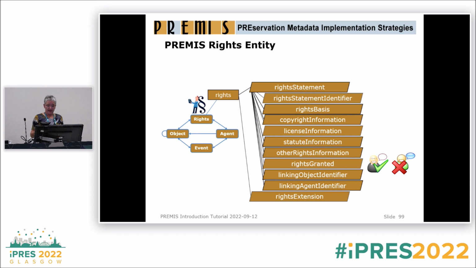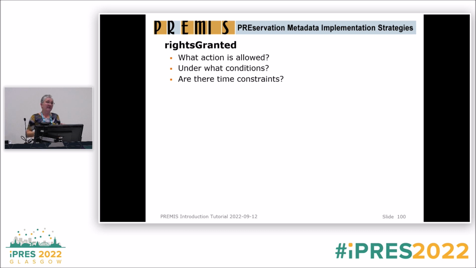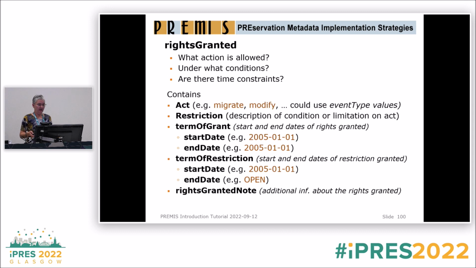And we can go back here and see there's also something about rights granted. And then again, you have the linking object identifier and the linking agent identifier, as we talked about before. Rights granted, that's of course what action is allowed, under what condition, and are there time constraints, and so forth. And it contains these various things that you can specify.